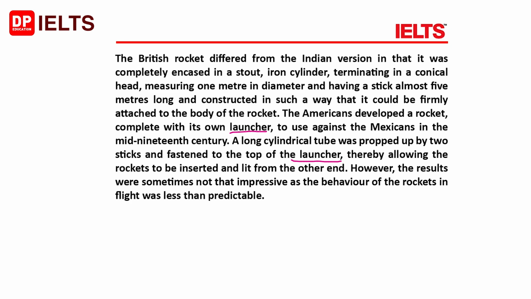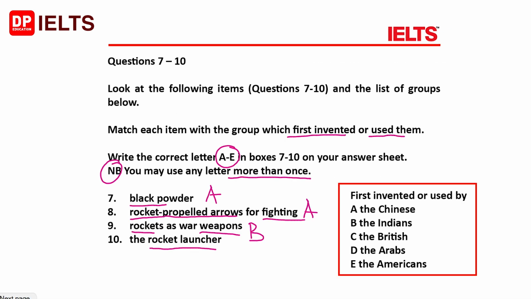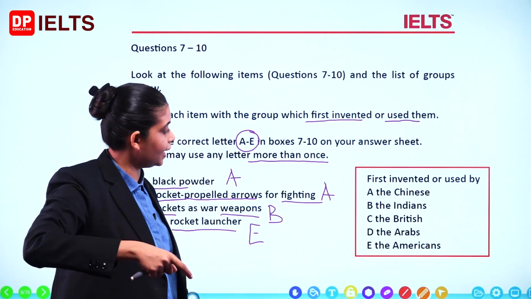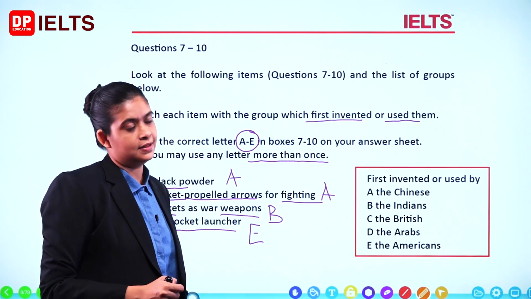The Americans developed a rocket complete with its own launcher. So there you go. They developed it. Okay. So we don't see anyone developing it before them. So they were the first. So I would say it is the Americans. There you go. So you have to skim and scan to find the answers.